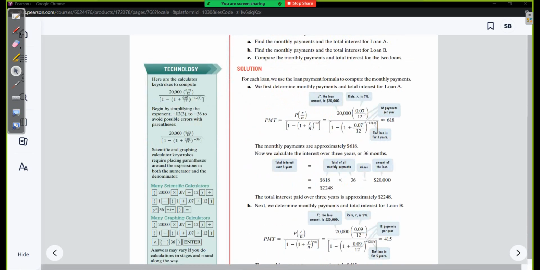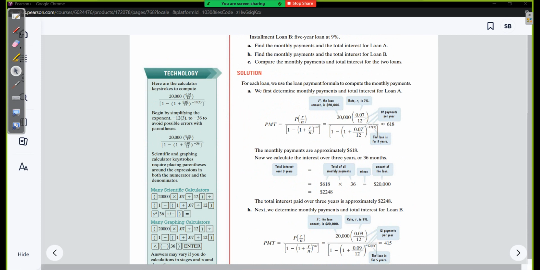But anyways, looking at this particular problem: suppose you decide to borrow $20,000 for a new car, and we have installment loan A, a 3-year loan at 7%, or installment loan B, a 5-year loan at 9%. There are pros and cons to each one of those. Same as last time, instead of doing the computation on the calculator behind the scenes, I'm going to snip A and B over here, and then we'll talk about it, because C wants us to compare.